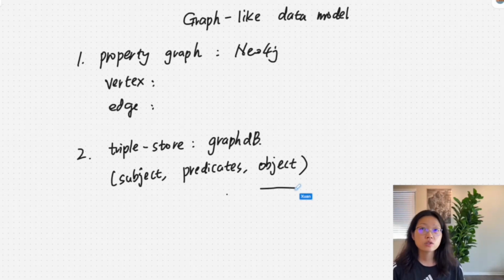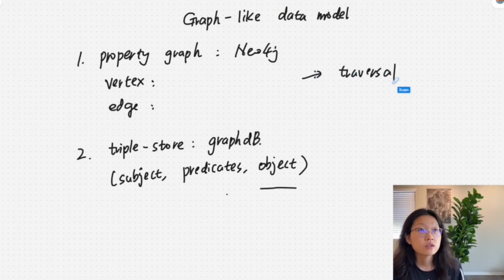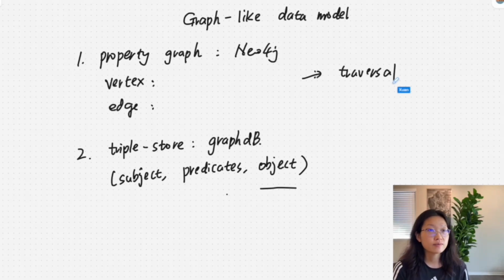The next question is when to use what. Property graph is good for traversal and graph update. So if you want to use your database for frequent graph updates and also low-latency traversal, then property graph is your best choice. But if you want a good representation of your data, then triple store is your best choice. So that's it for Chapter 2.